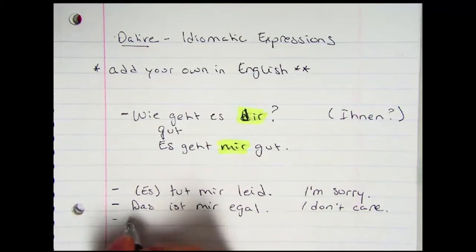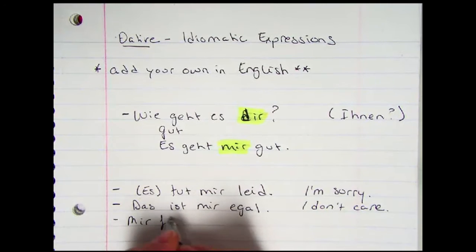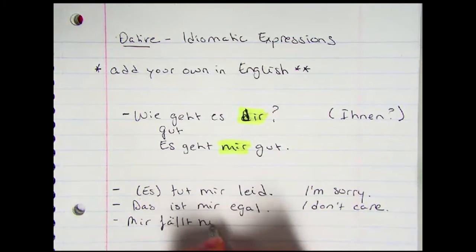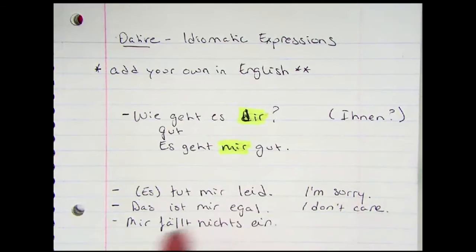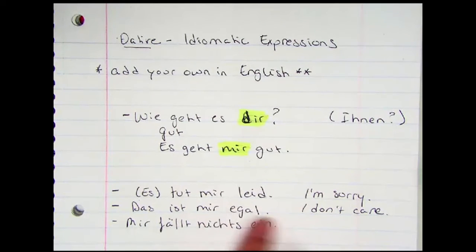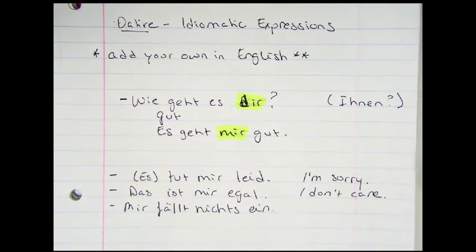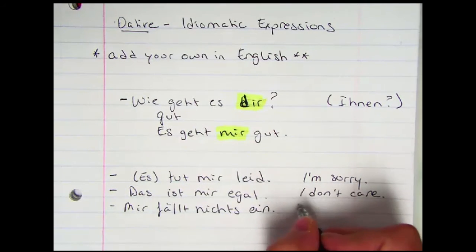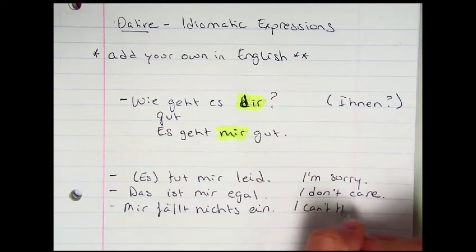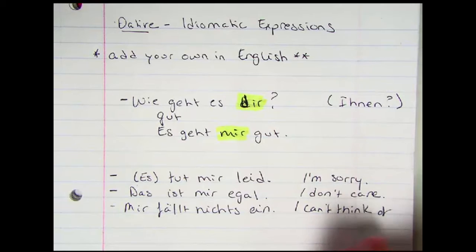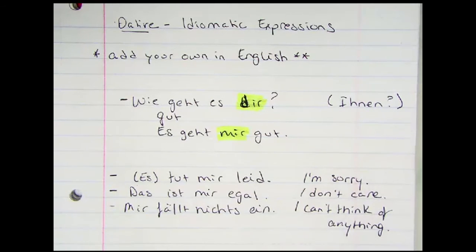And we have mir fällt nichts ein. You could also, of course, say mir fällt etwas ein. So einfallen, in this case, doesn't mean to fall in, but it means that you are thinking of something, or in this case, that you can't think of anything. So, I can't think of anything.